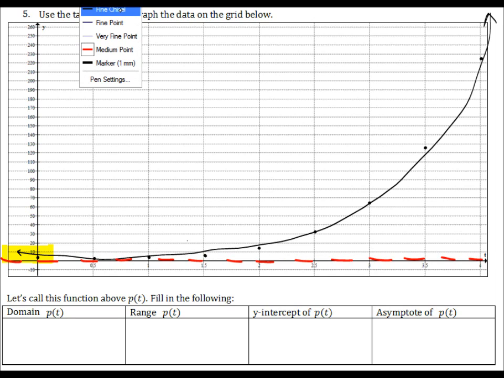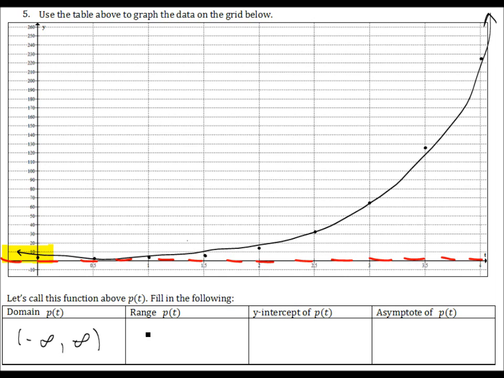The domain, then, of this function, p of t, represents the x values. You ask yourself, what's the smallest that x can be? This line will extend forever to the left, so negative infinity is the smallest x, and likewise positive infinity is the largest. As far as the range, you look at the y values. There is no y value below that line of 0 because that, again, is an asymptote. So the range, or the y values, go from 0 to positive infinity.